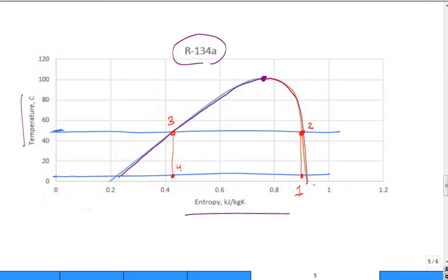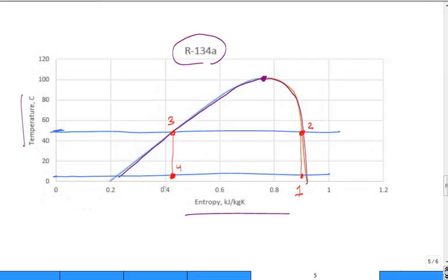And what was the quality of 1? Very, very high. It was like 98%. And what was the quality of 4? 30-something percent, 32-something percent. So you can see, oh, that makes sense.